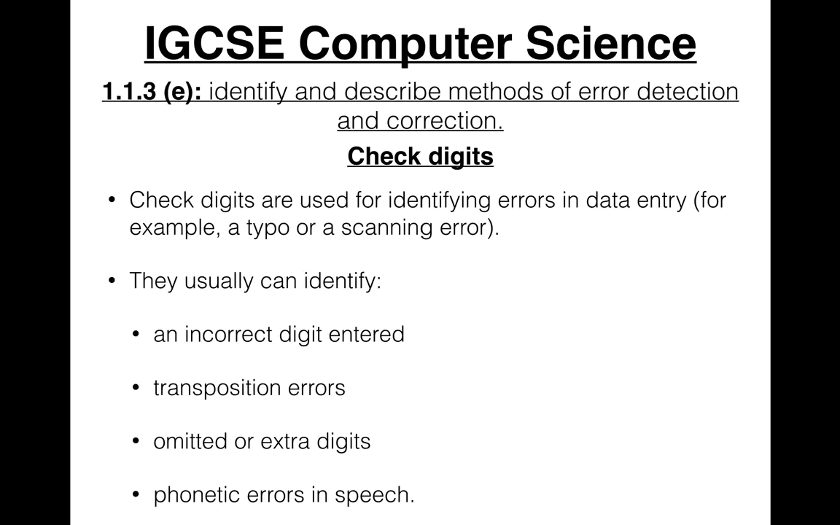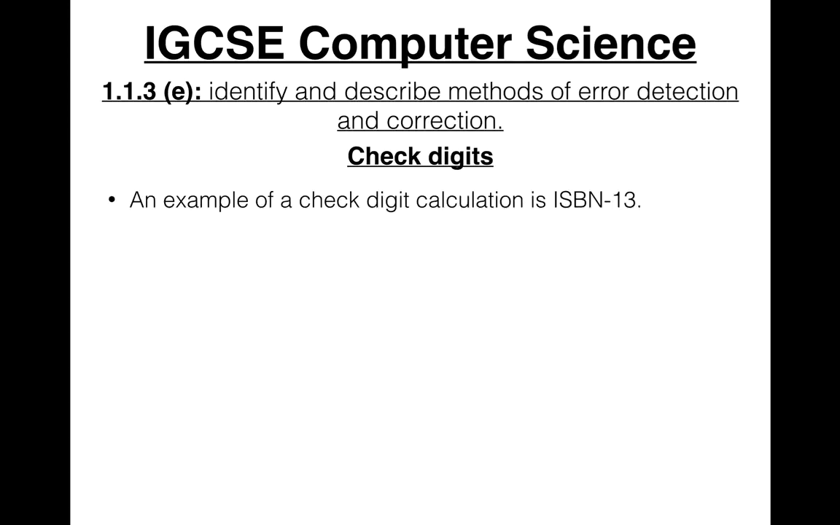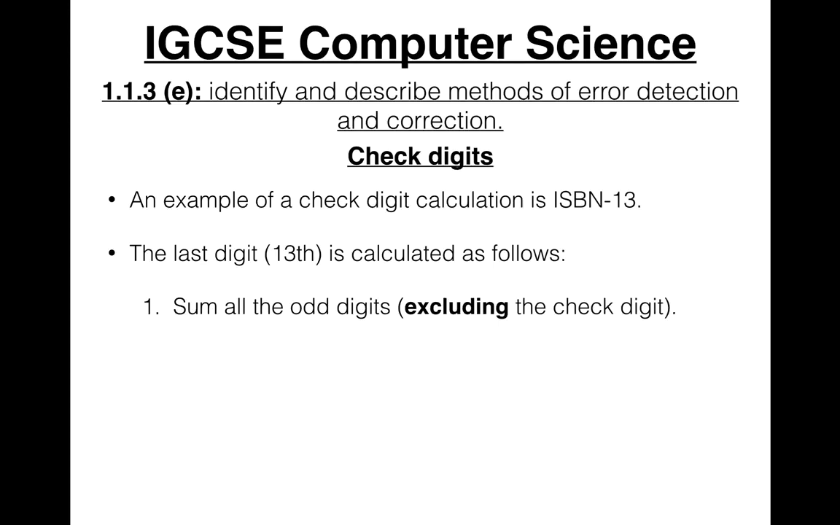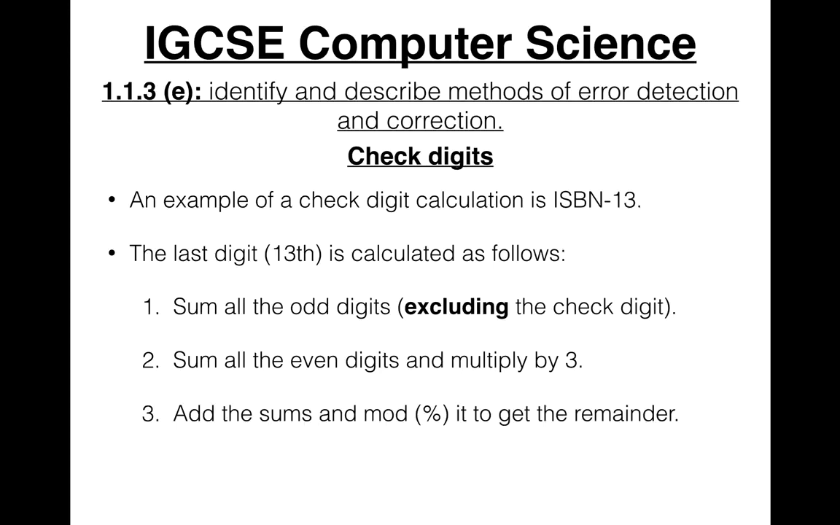That's a phonetic error. An example of a check digit calculation is ISBN 13. The last digit, the 13th, is calculated like this. Sum all the odd digits, excluding the check digit, sum all the even digits and multiply by 3. Add the sums, and mod to get the remainder. Modding is basically getting the remainder of a division.